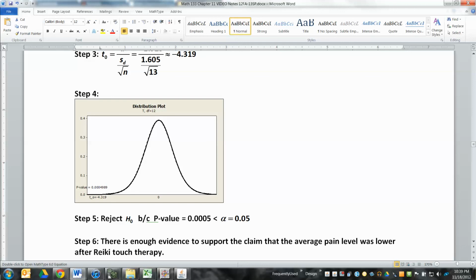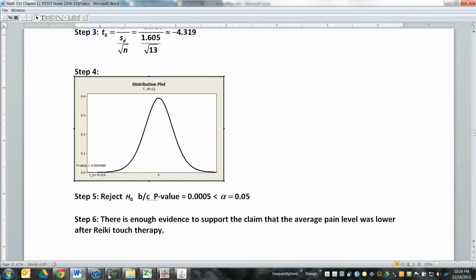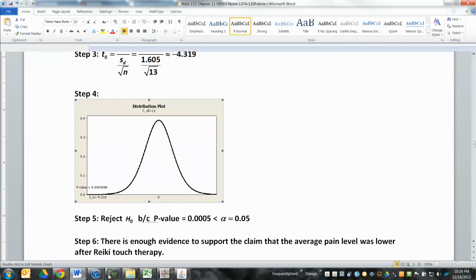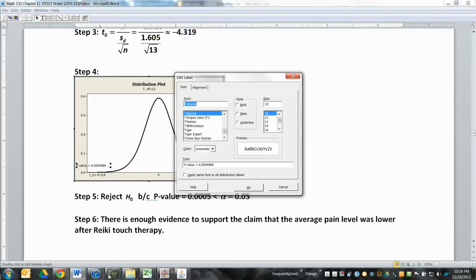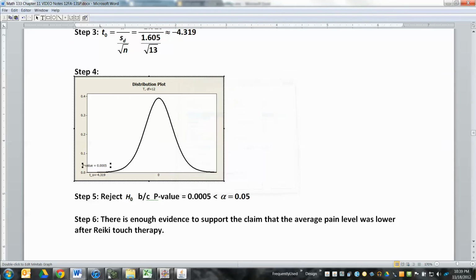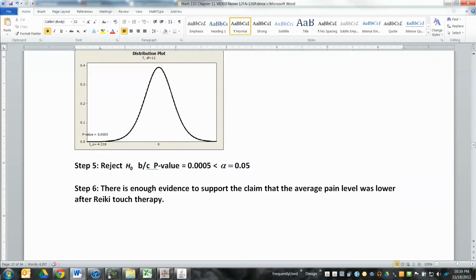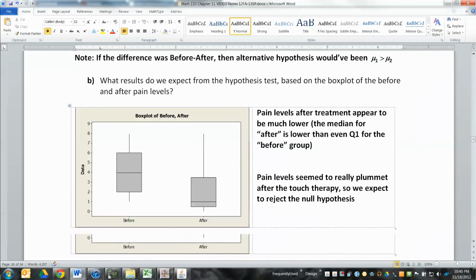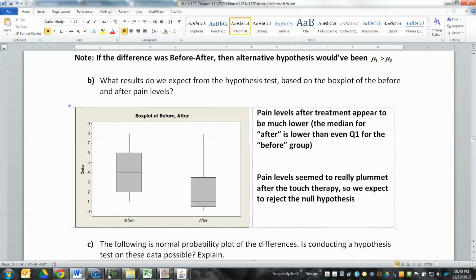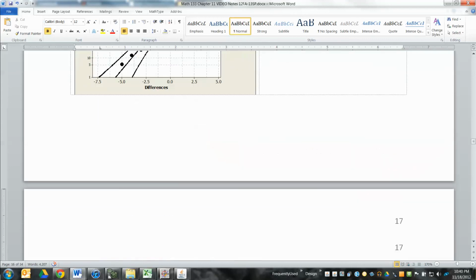So I've got it as 0.000489, but that's because Minitab does all those decimal places for us. And then we're going to reject the null hypothesis as usual. When you have a p-value that's less than your alpha, you're going to reject. I'm going to change this so that's like that. All right, and that means there is enough evidence to support the claim that the average pain was lower after the Reiki touch therapy, which shouldn't come as any great shock to us because we could see their pain levels were much lower after than they were before, but we just proved it.